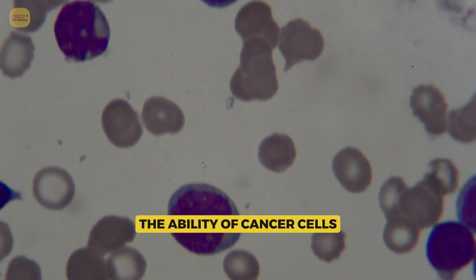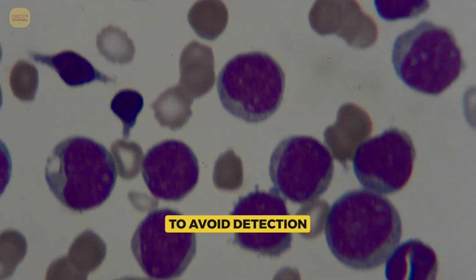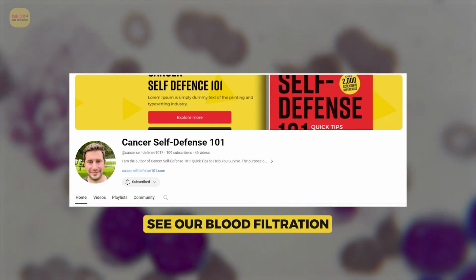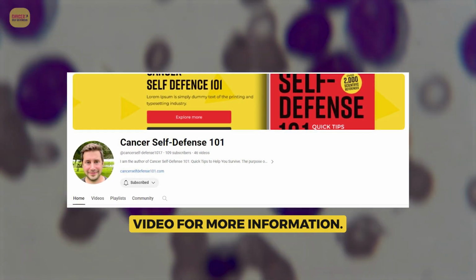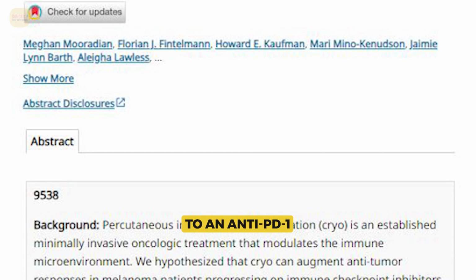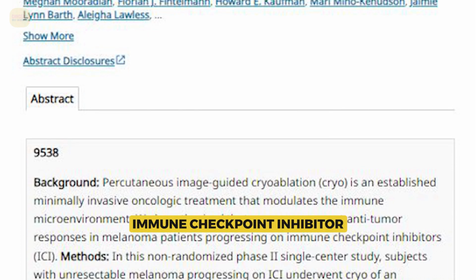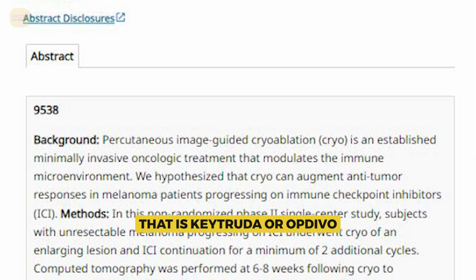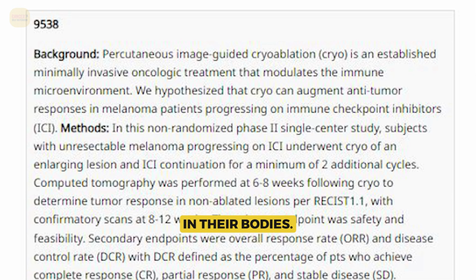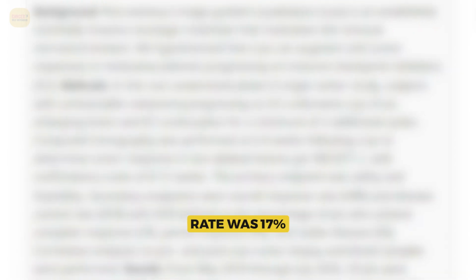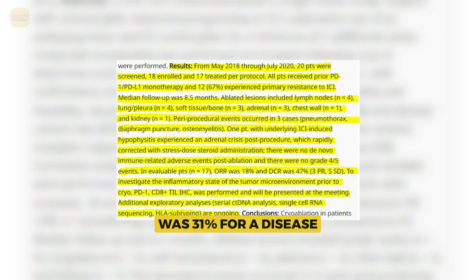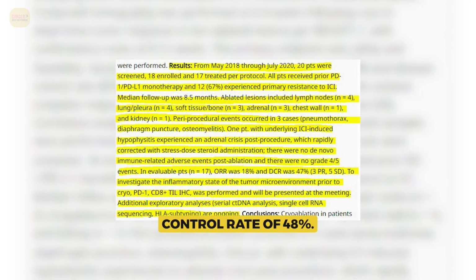Immune escape, the ability of cancer cells to avoid detection by white blood cells, is a central problem in cancer treatment. See our blood filtration video for more information. In one study, melanoma patients who were refractory to an anti-PD-1 immune checkpoint inhibitor, that is Keytruda or Opdivo, had cryoablation performed on tumors at various locations in their bodies. The partial response rate was 17%, and the stable disease rate was 31% for a disease control rate of 48%.